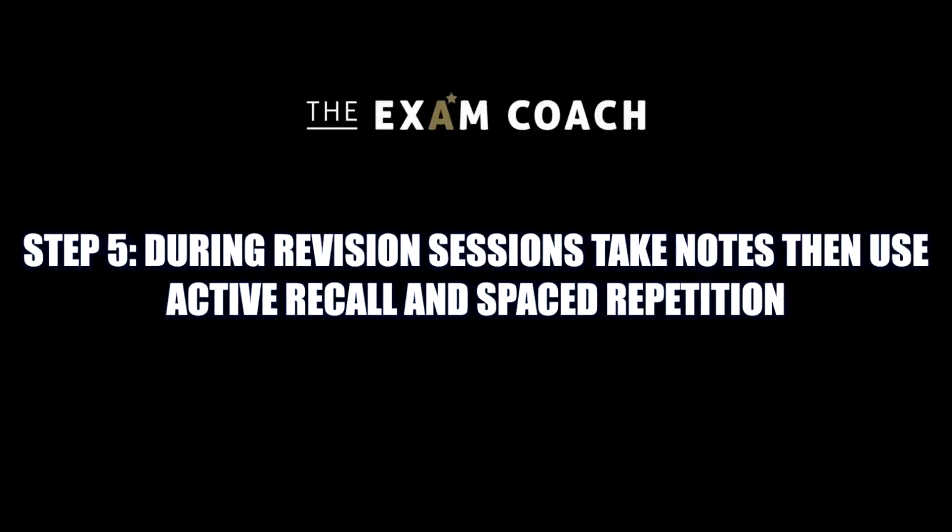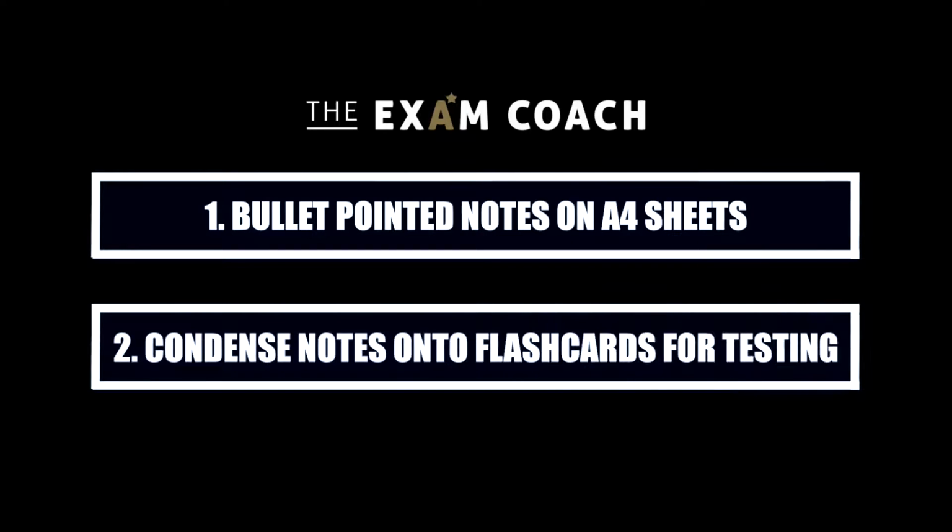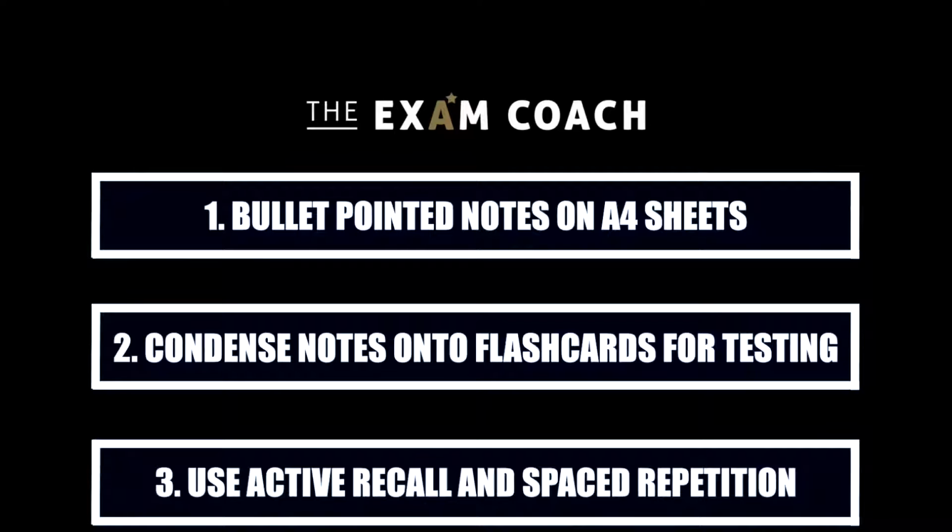Step 5. During revision sessions, take notes, then use active recall and spaced repetition. These initial revision sessions are going to involve you taking bullet-pointed notes on A4 sheets of paper and then condensing these into bullet-pointed flashcards, which you can then use to test yourself using active recall. Testing and repetition is key. You need to be reviewing the same topics multiple times using active recall and spaced repetition techniques.